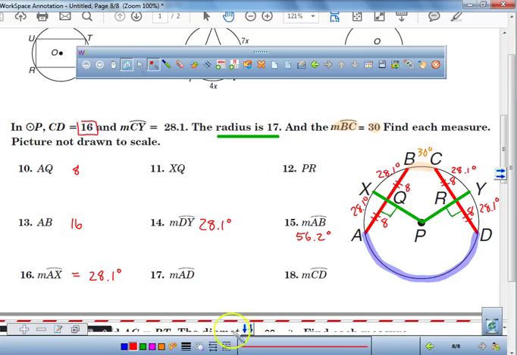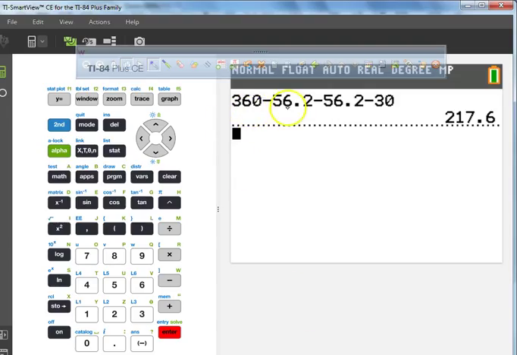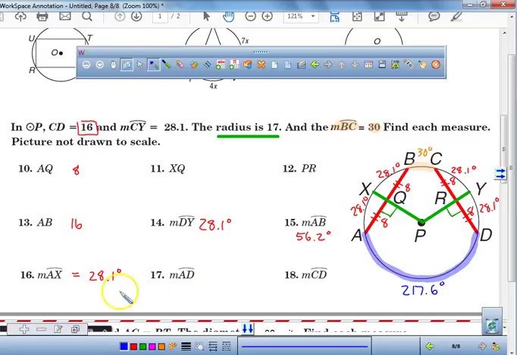217.6. All right? So this right here is going to be 217.6 degrees. So in case you're wondering what I just did, I took 360, took away 56.2, took away 56.2, took away the 30, and that's what we were left with. Okay? CD would be 56.2. CD, yep, 56.2.